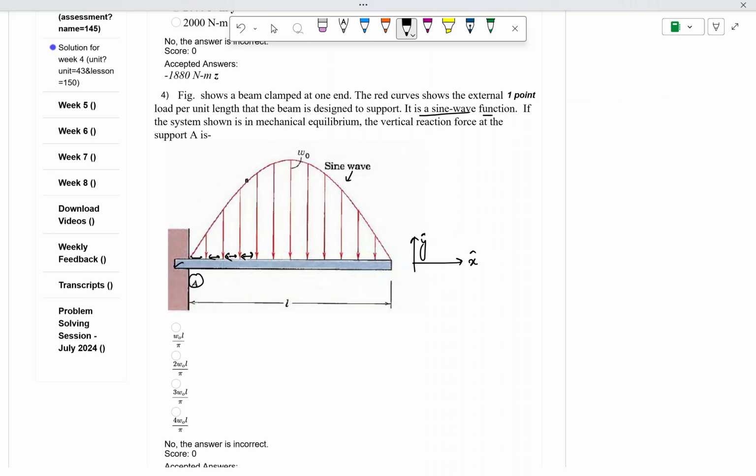Now if the system shown is in mechanical equilibrium, then the vertical reaction force at A is what? As the system is in mechanical equilibrium, there is no additional unbalanced force present, so net force is 0. That means the total F vector is 0. That also means if you only take the y component of the force, that will also sum to 0.